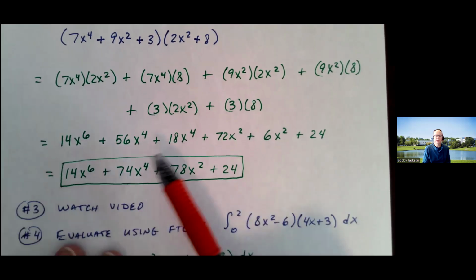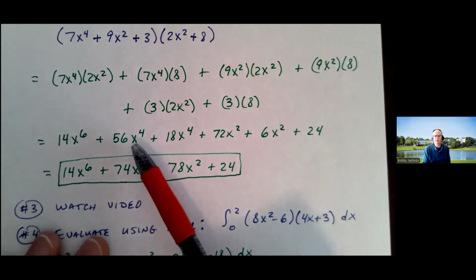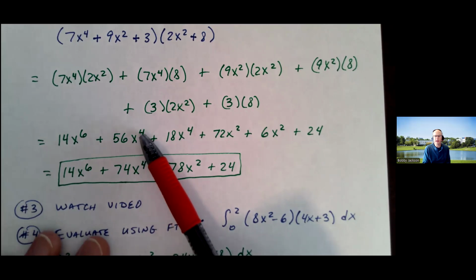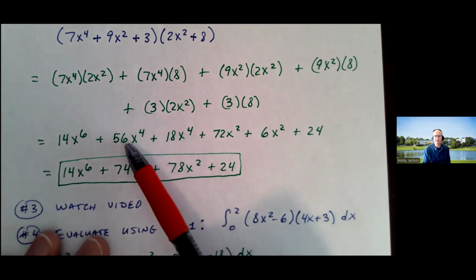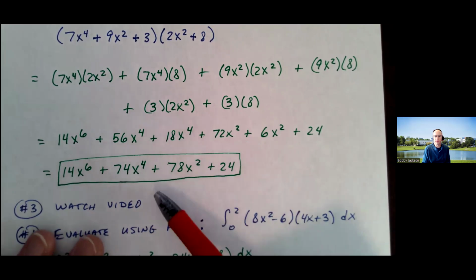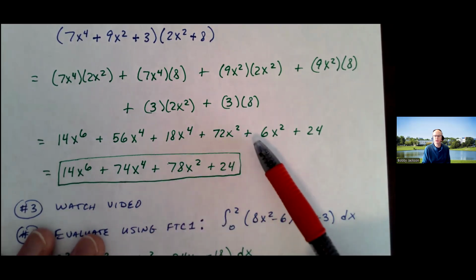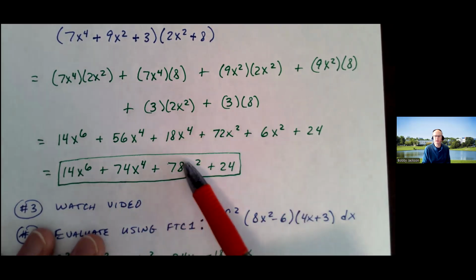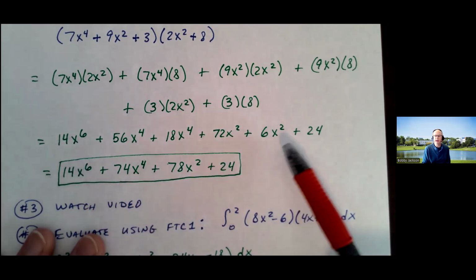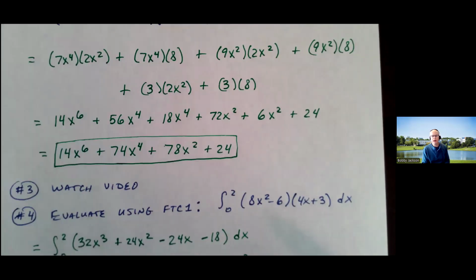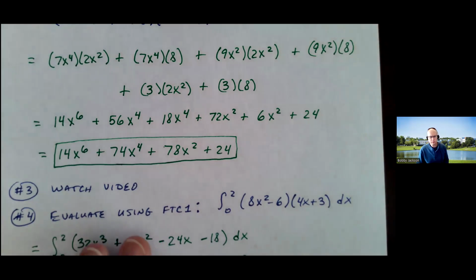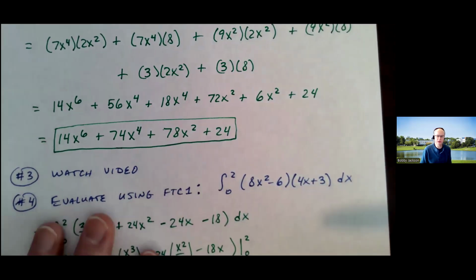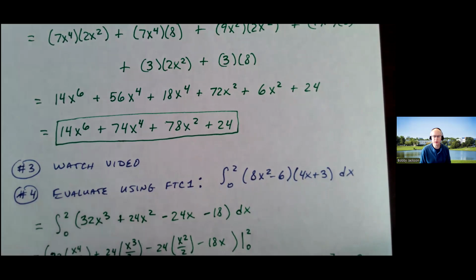And then I should combine like terms. Like terms are ones where the variable is to the same power. So these two are like. I add 56 and 18 to get 74, x to the fourth. 72x squared plus 6x squared is 78x squared. And then I have my first and last term. And there's my polynomial.